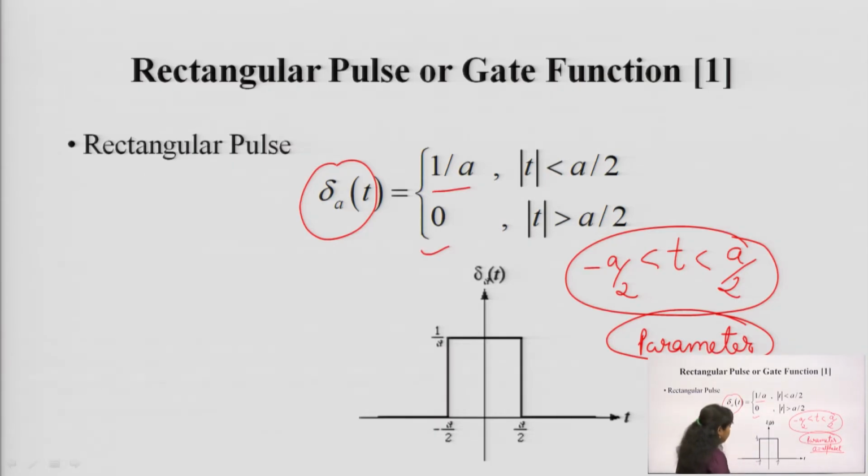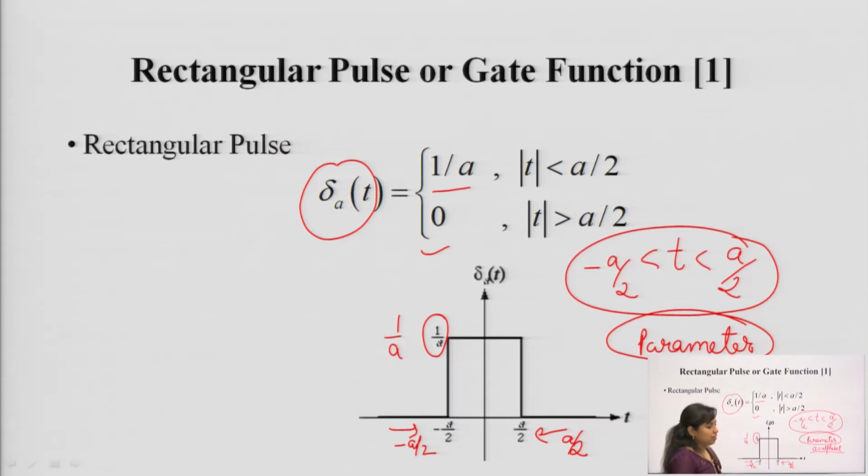Now, you can see over here that this delta a t extends from minus a by 2 to plus a by 2, and its amplitude is 1 upon a. So, that is the property of your delta function. So, that is a rectangular pulse or a gate function.